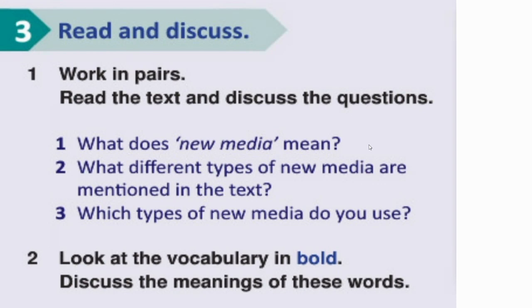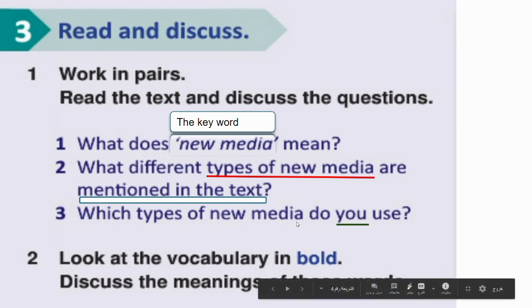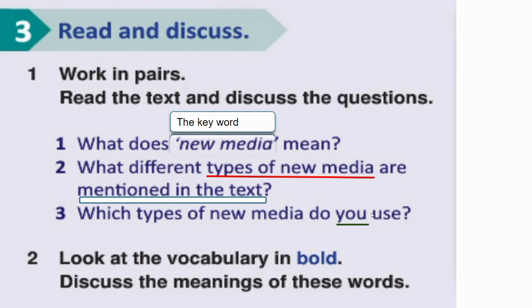The keyword in the first question is new media. The keywords in the second question are types of new media, but not any types, only those mentioned in the text, that is from the text, not from your own knowledge. And finally, here the keyword is you. Why? Because it asks which types of new media do you use. And this is a personal question. That is, you don't need to find the answer from the text, but from your own knowledge.